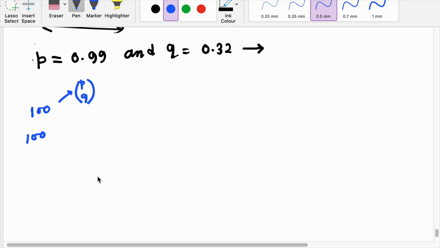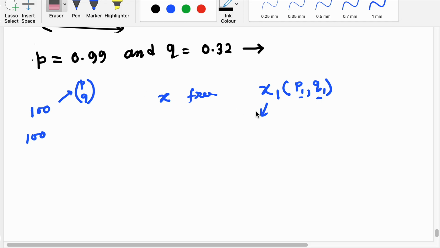Now in the population, suppose x1 is the frequency of the individuals who are playing the game using strategy p1 q1. So what is this x1? X1 is an individual having the values p1 and q1, and there are 100 such individuals.